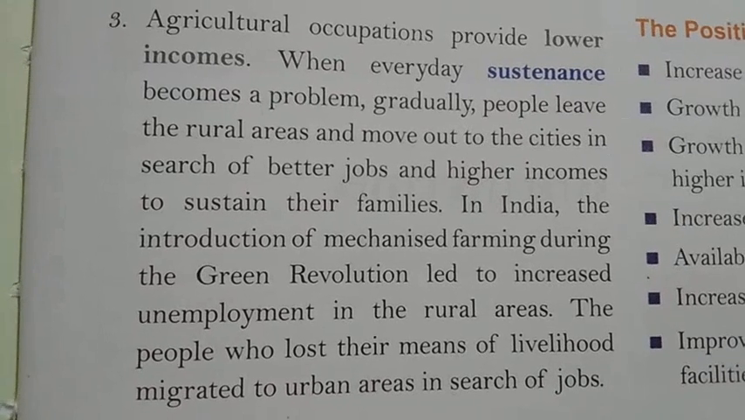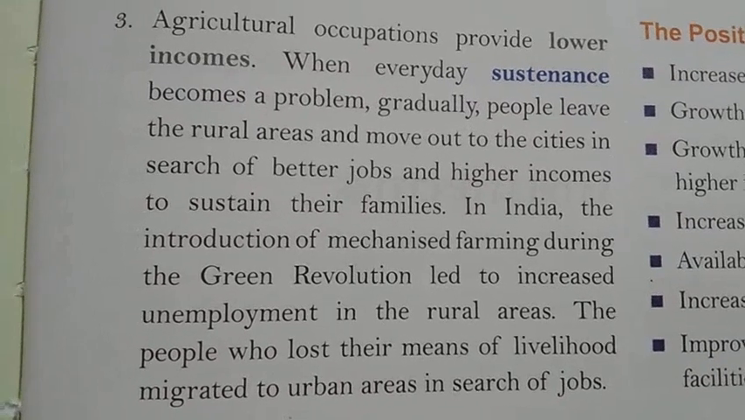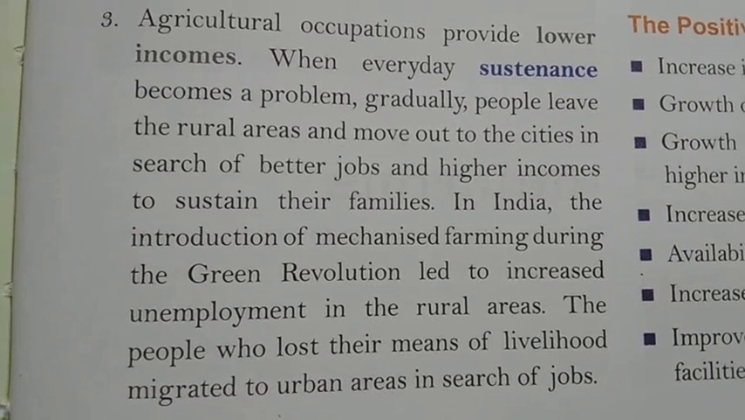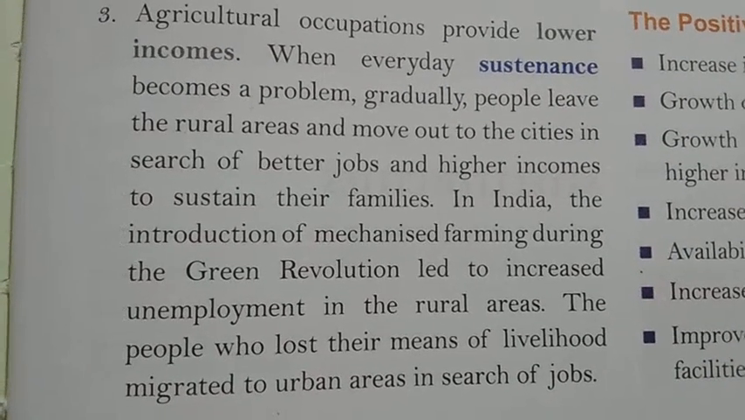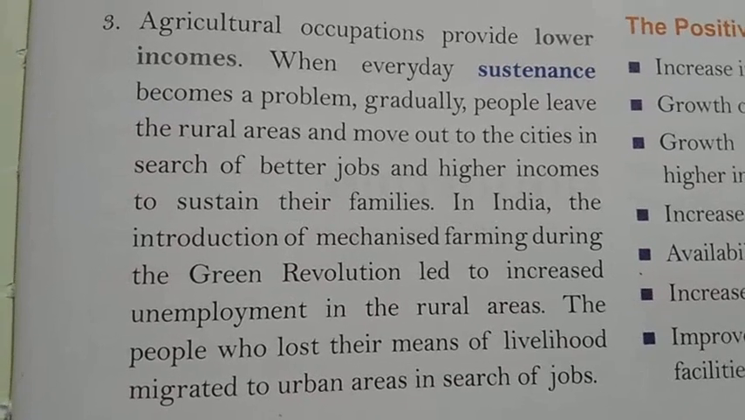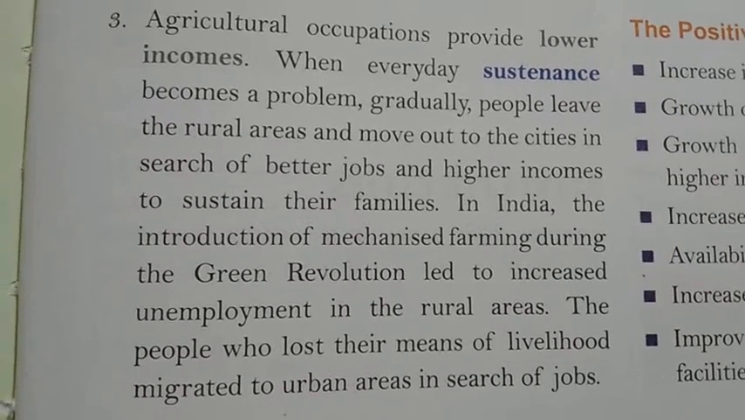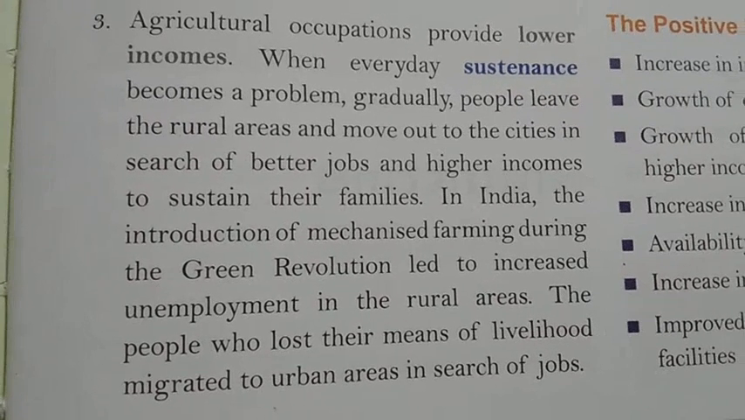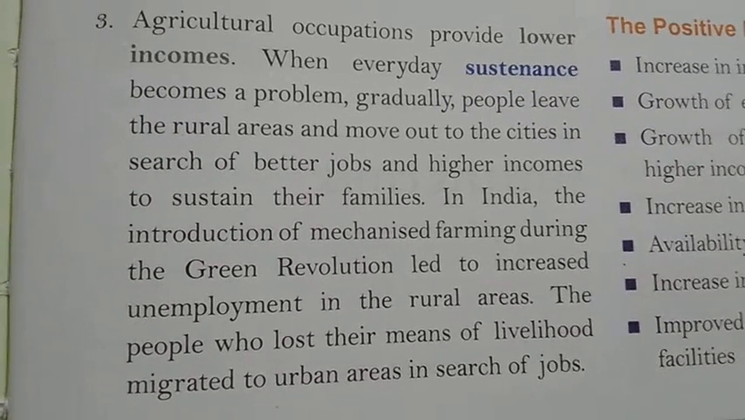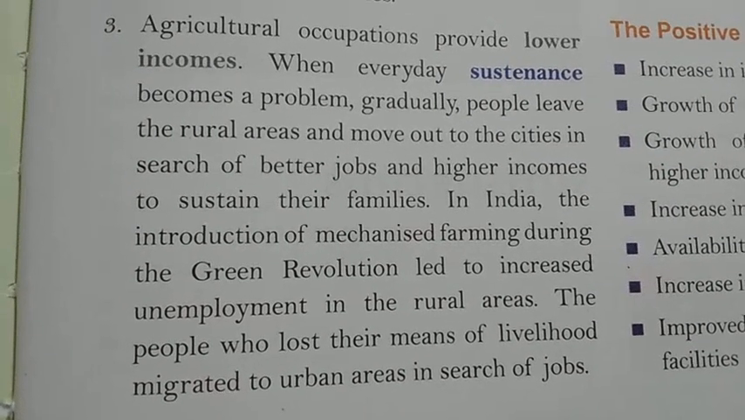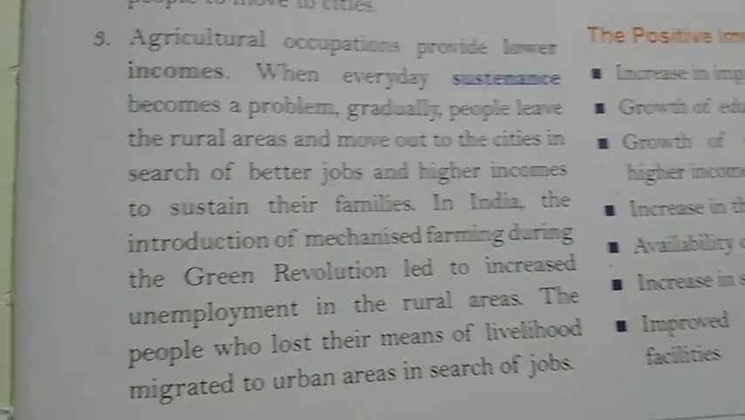In India, the introduction of mechanized farming during the Green Revolution led to increased unemployment in the rural areas. The people who lost their means of livelihood migrated to urban areas in search of jobs. Now, I am telling you about the social factors.